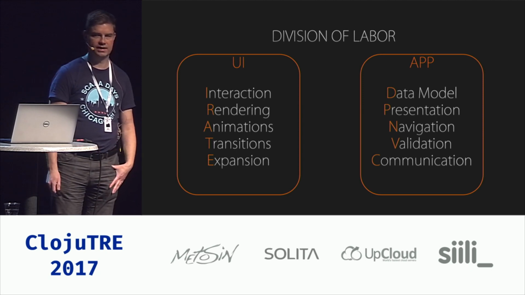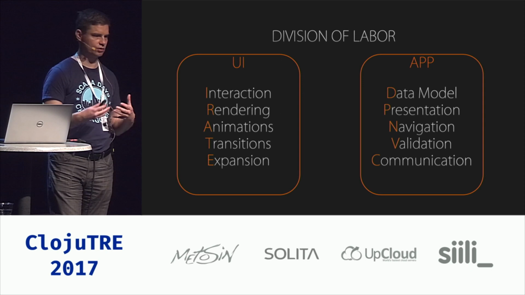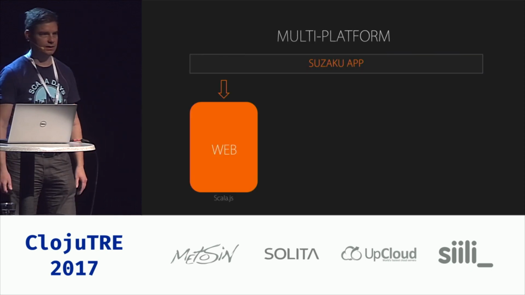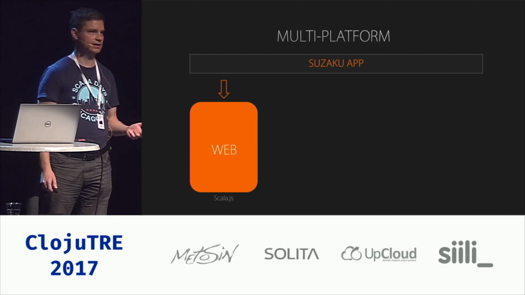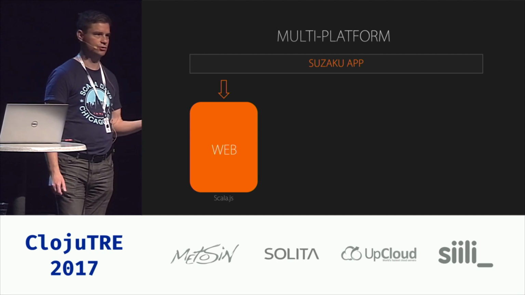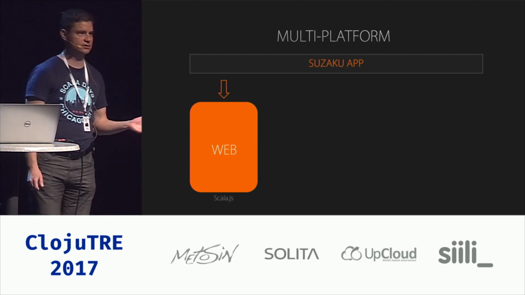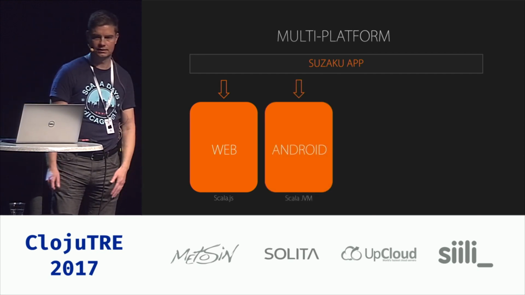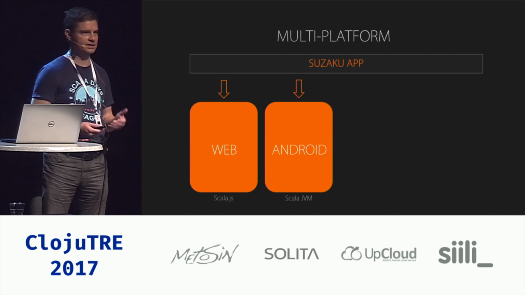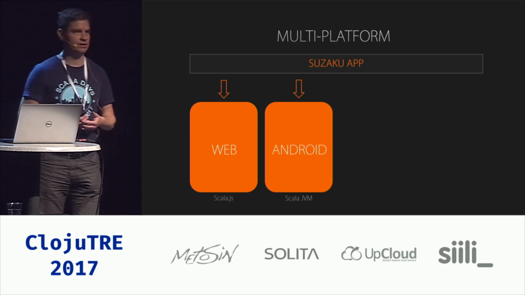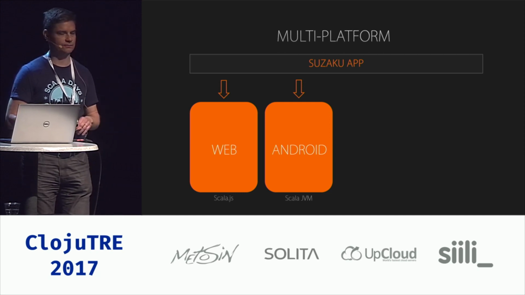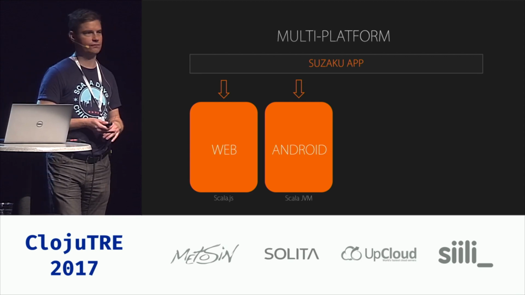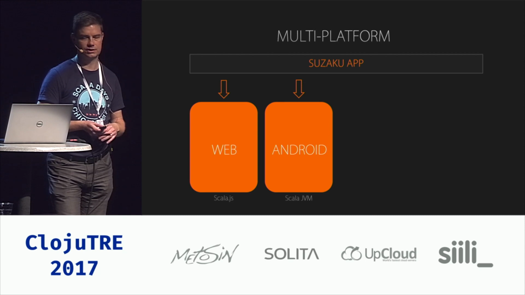Now, another benefit of having this kind of strict protocol between these two is that we can go multi-platform. The application itself doesn't really know what the UI is. It's just a protocol. A button is a button, whether it's a web or an Android button. So you can, in theory, use the same application code for different platforms. Of course, in practice, you have to consider these things, but a lot of the application code can be shared.